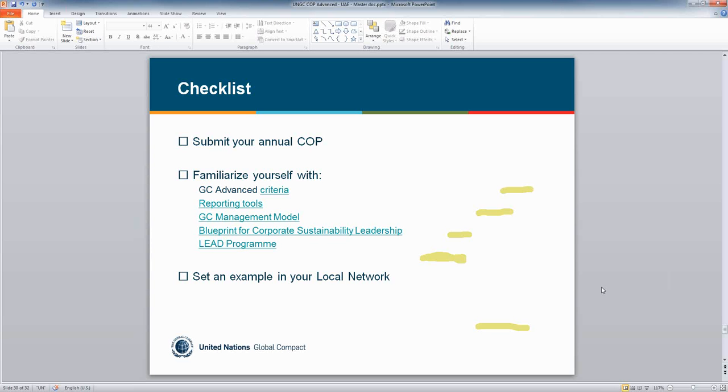Secondly, please familiarize yourself with the advanced criteria. This presentation will give you the basic tools. It will help you understand the content, the logistical aspects, and how to submit it. So become familiar with the criteria and try to report at that level. Thirdly, set an example in your local network. Get involved with your local network. You in the Gulf states are very lucky because you have a good local network. They are engaged, they are knowledgeable, so they are completely capable of addressing your questions and helping you. So get engaged with your local network.